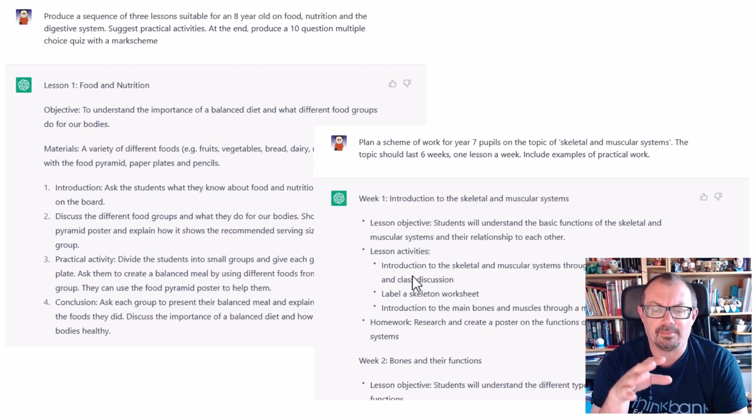I have a big problem with blank page syndrome. Staring at a blank page, I don't know where to start. It's kind of slightly frightening, and you end up doing very little. If you can start with a bare bones plan, then you can tweak it and modify it and add your own stuff, and it's great.